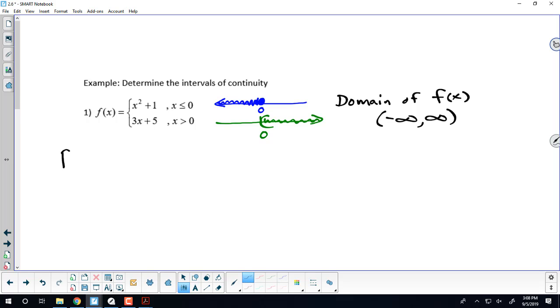So the first thing that we're going to look at is f of 0. Is f of 0 defined? And if so, what is it? F of 0 is defined as 0 squared plus 1, which is 1.